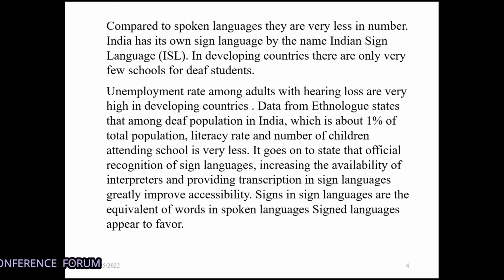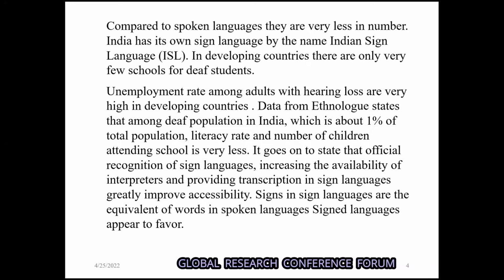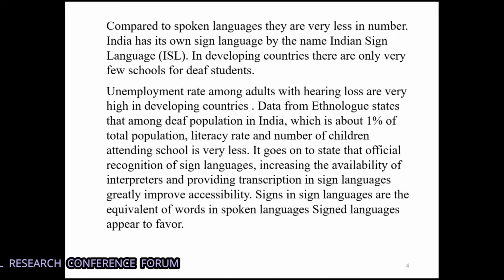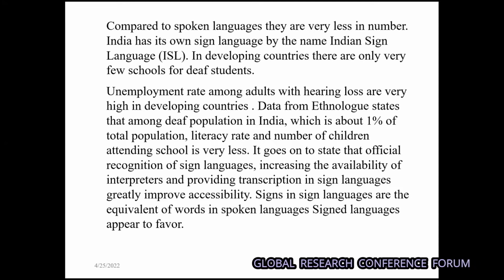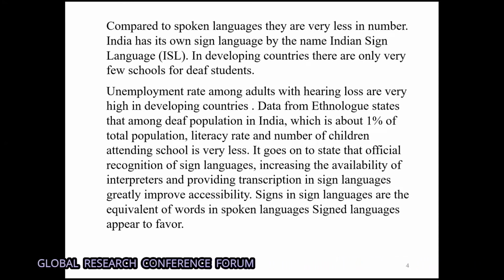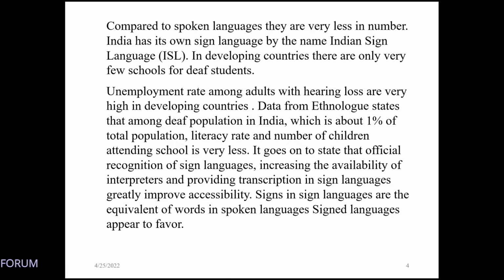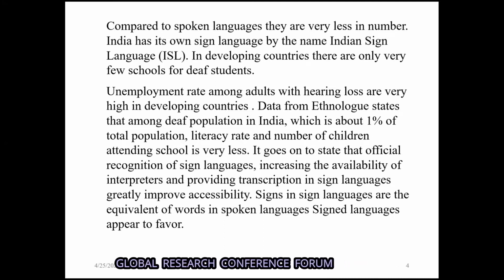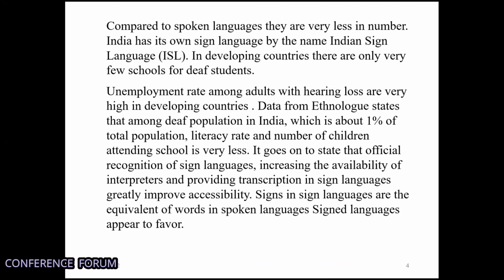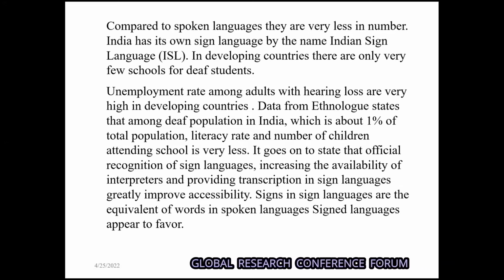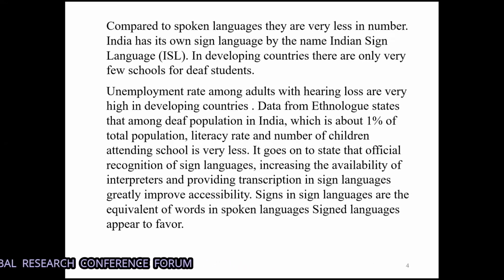In developing countries, there are only very few schools for deaf students. The unemployment rate among adults with hearing loss is very high in developing countries because of loss in communication. Data from Ethnologue states that among the deaf population in India, which is about 1% of the total population, the literacy rate and number of children attending school is very low. It goes on to state that official recognition of sign languages, increasing the availability of interpreters and providing transcription in sign languages greatly improve accessibility. Signs in sign languages are the equivalent of words in spoken languages.